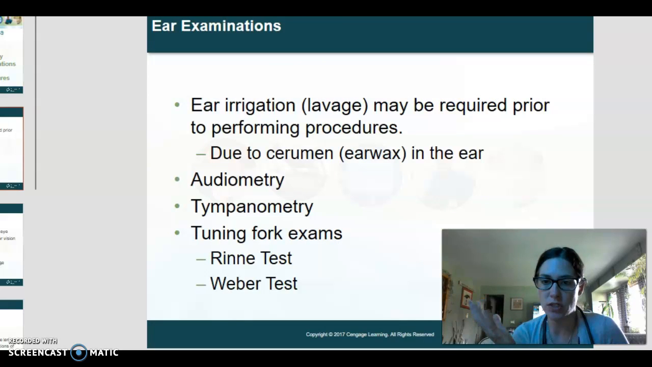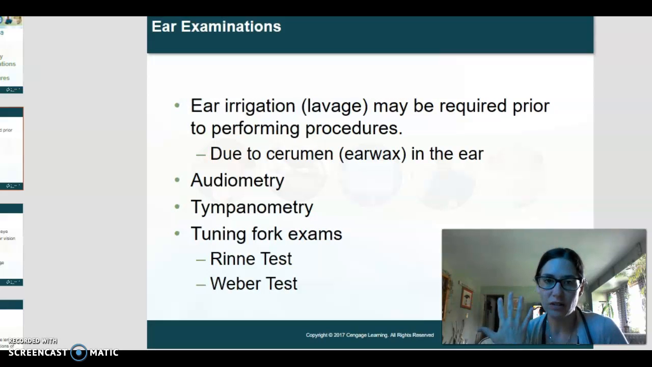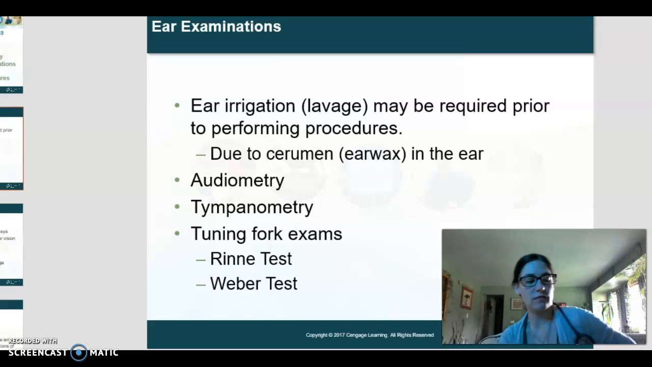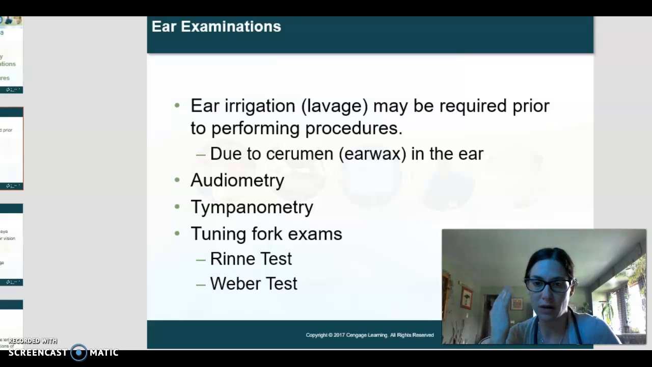Ear examinations, okay? Ear irrigation may be required prior to performing procedures. A lot of times you're going to learn how to remove impacted earwax. So I'm going to send out some videos on that next week for you to watch and then send me back a video summary report on. And it feels really good. I love ear washes. You'll be amazed sometimes when you are irrigating an ear and getting out impacted earwax and cerumen, how much a human being can have in their ear.